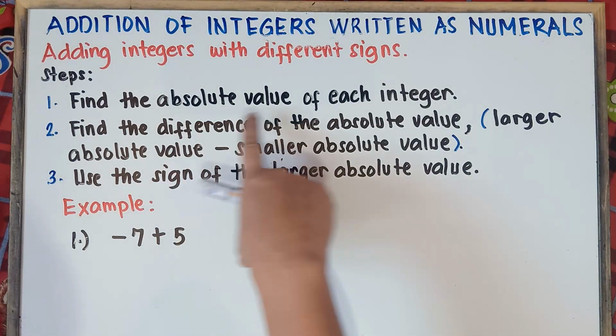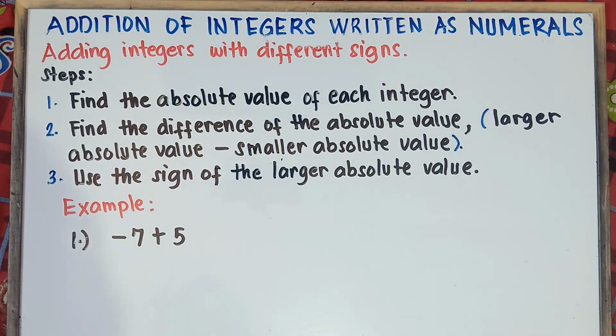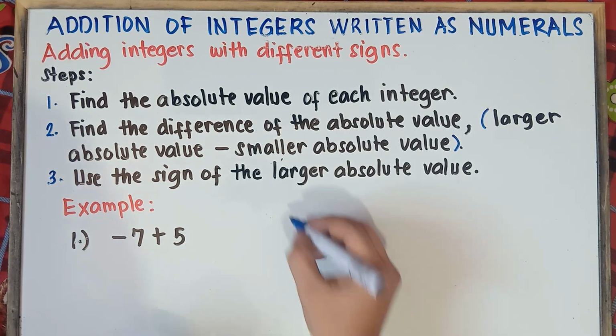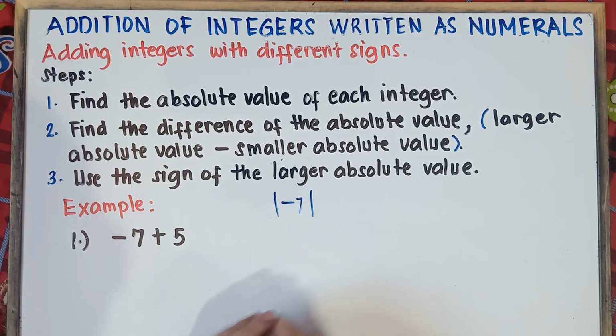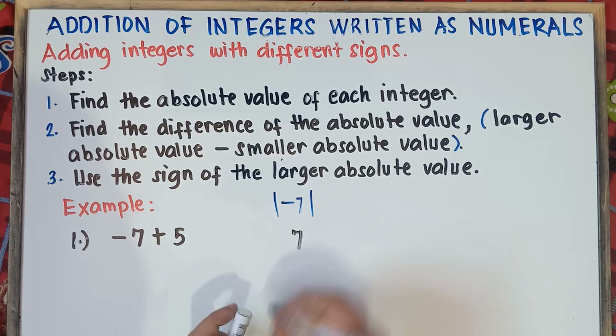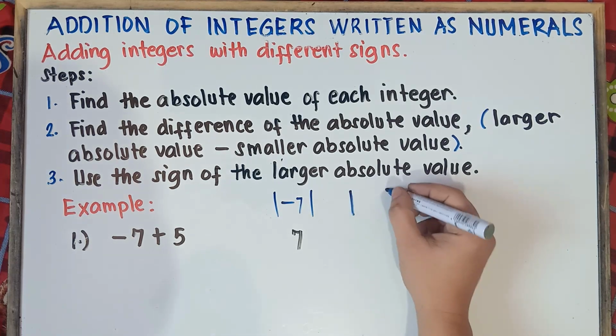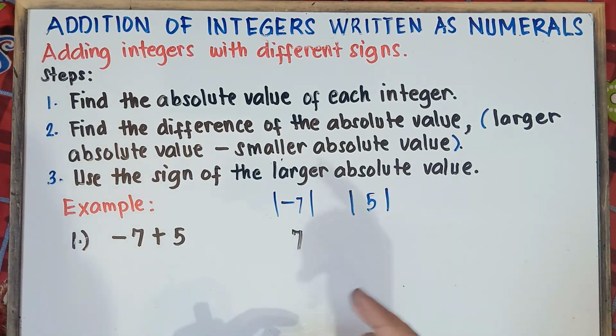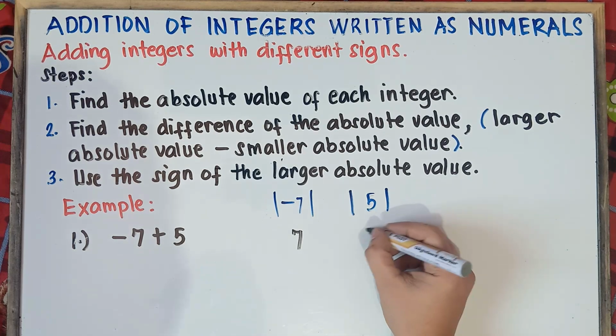Step 1, find the absolute value of each integer. So we have negative 7 and then positive 5. Let's find the absolute value. The absolute value of negative 7, of course, would be positive 7. And then we have positive 5. The absolute value of positive 5, of course, would be positive 5.